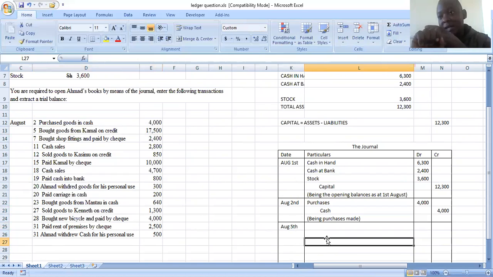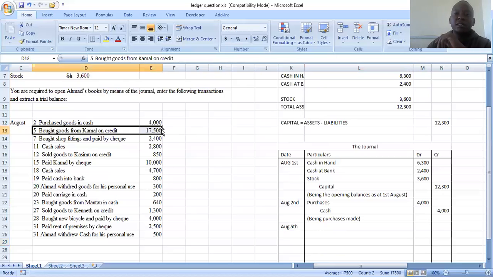So the 3 questions still have to be asked and answered. One, which 2 accounts have been affected? What type of accounts are they? And which account is to be debited and which account is to be credited? So bought goods from Kamal on credit. In this case, the 2 accounts are purchases and Kamal. On credit, there is no cash that has been paid. So we'll have the account of Kamal as a creditor, as a personal account. So we shall have purchases account and Kamal's account, Kamal being a creditor of the business.